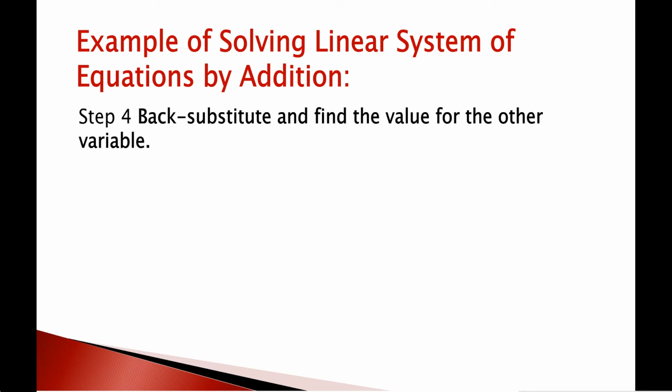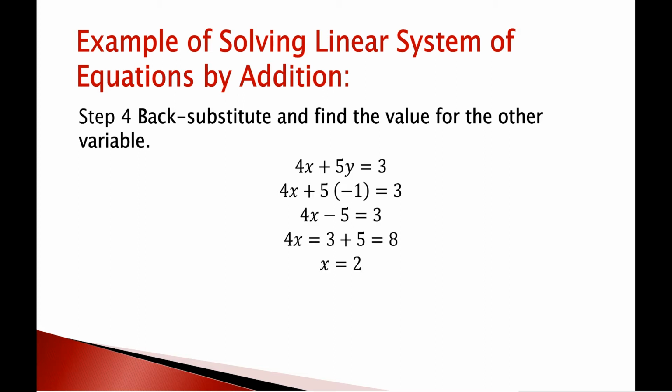And then in our step 4, we are going to back substitute the solution of y that we obtained in step 3 into any one of the equations. So let's pick the equation 4x plus 5y equals 3 and substitute negative 1 for y, the solution that we got from step 3. After solving for the variable x, we get x equals 2. So our proposed solution is 2 and negative 1.